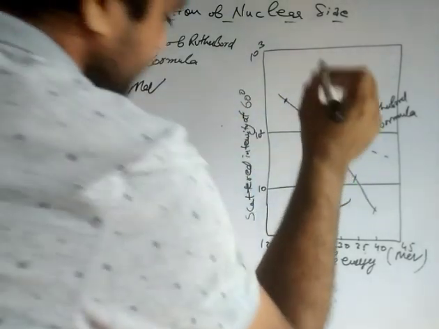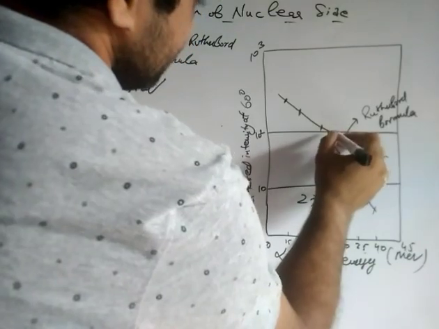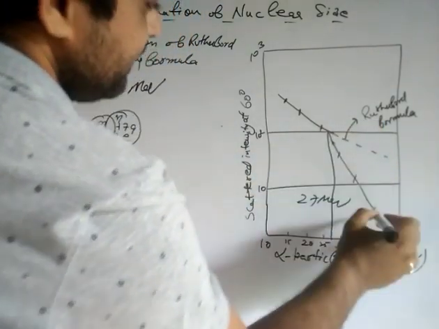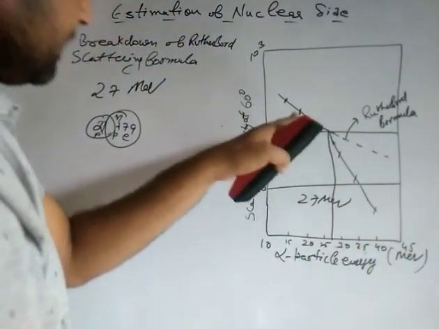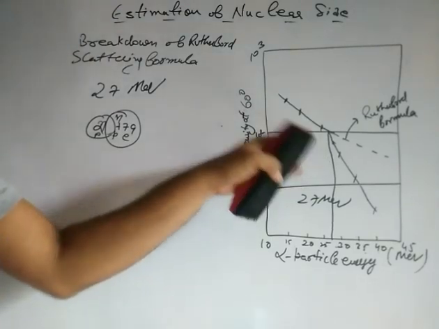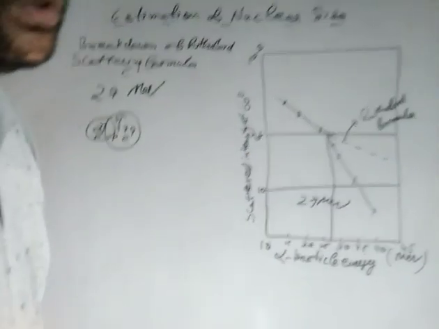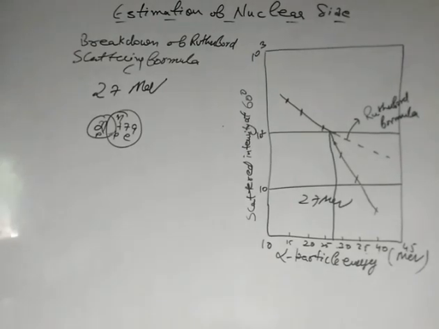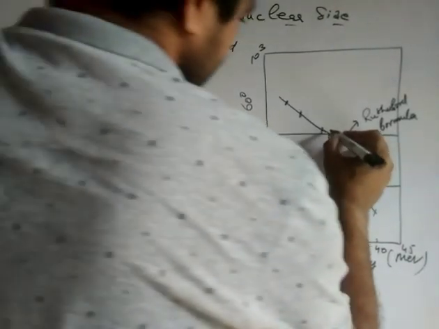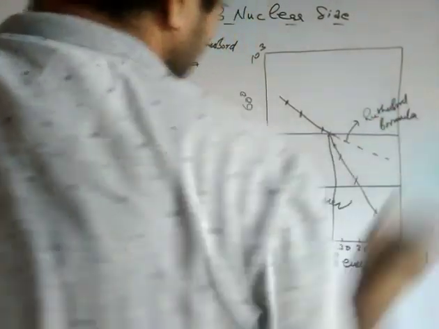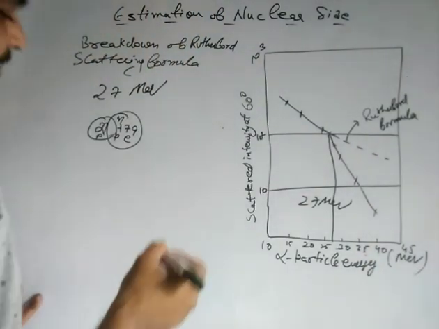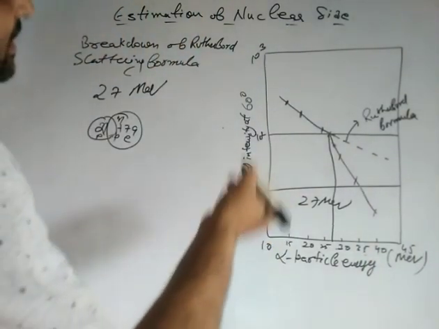Okay. So the point at which the Rutherford scattering formula does not fit your experimental data points will be the estimation of the nuclear size. The point at which the breakdown of Rutherford's formula occurs gives a measure of the size of the nucleus.